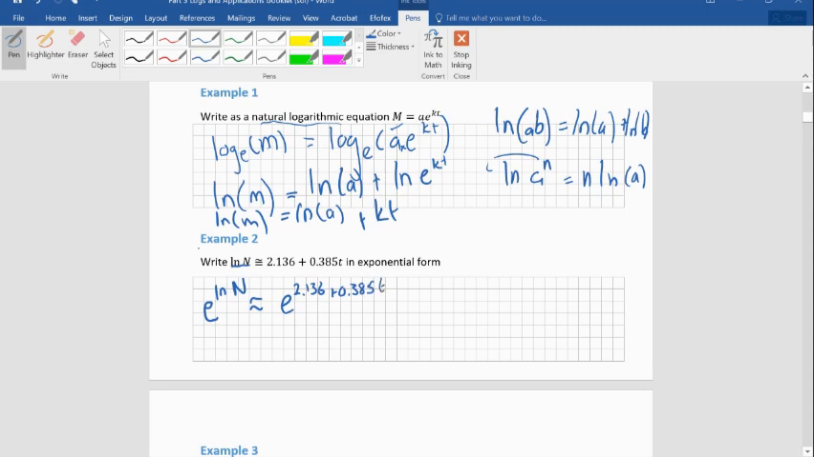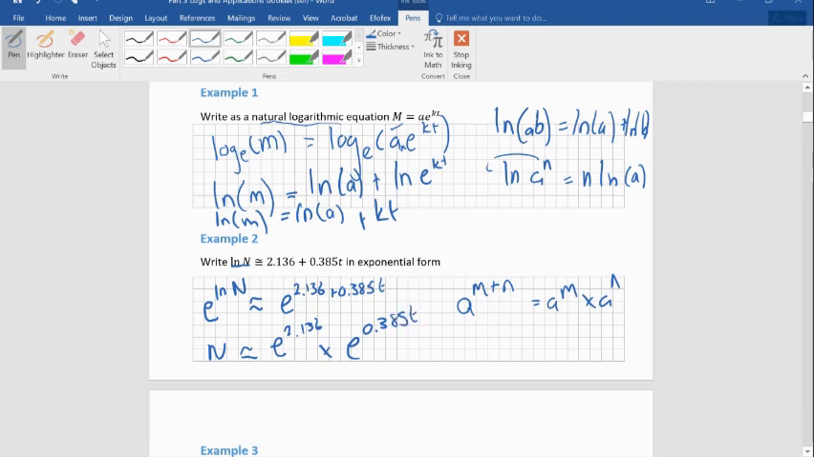Now, one of the rules above is that inverse law thing. So I've got e to the ln, it just becomes whatever's inside. Now you can use your rules of powers, that a to the m plus n is the same as a to the m times a to the n, and we can just break that up. So it's really e to the 2.136 times e to the 0.385t.